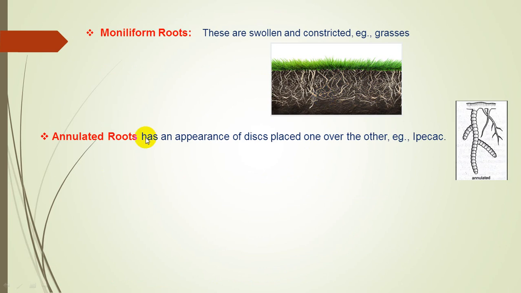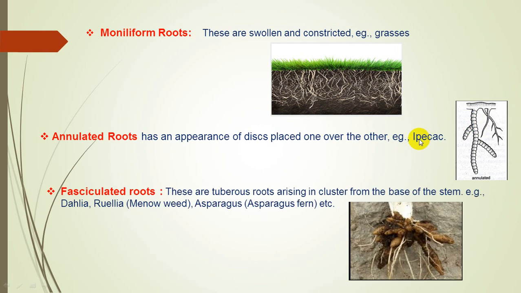Annulated roots are the modified tap roots, which have a very beautiful and specific appearance. The roots arrange themselves in the form of discs, one upon the other, make stacks, and the example of the plant is the Ipecac plant.